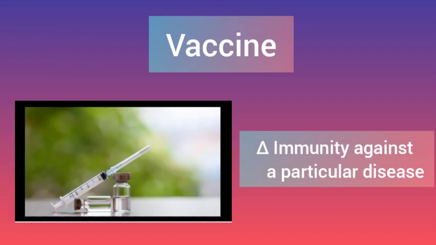Then vaccine. A vaccine is produced in a laboratory with the help of microbes and gives immunity against a particular disease. Suppose we have been given the polio vaccine in our childhood, so we develop a resistance to polio, and our immune power, that is immunity, increases so that the possibility of contracting that disease is greatly reduced.